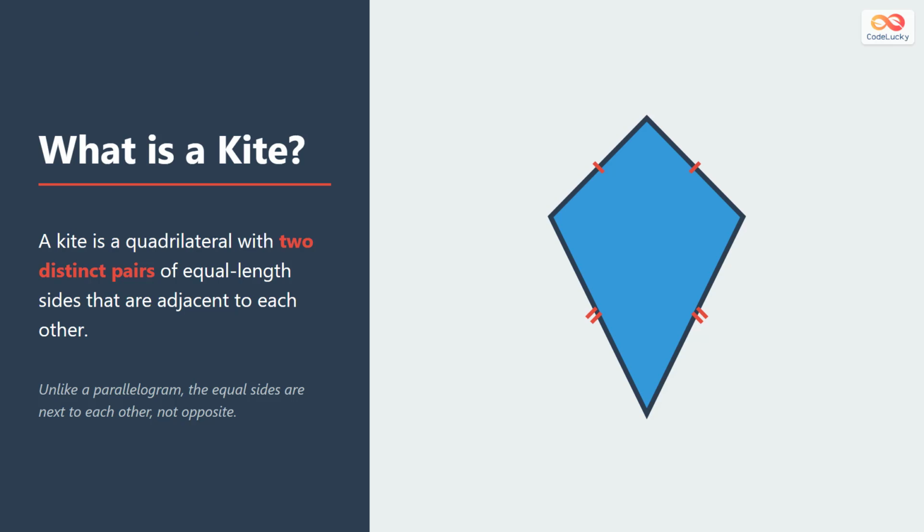So, what exactly is a kite? It is a quadrilateral, meaning a four-sided shape, that has two distinct pairs of equal length sides. The key here is that these equal sides are adjacent or next to each other. This is different from a rectangle or parallelogram where the equal sides are opposite each other.